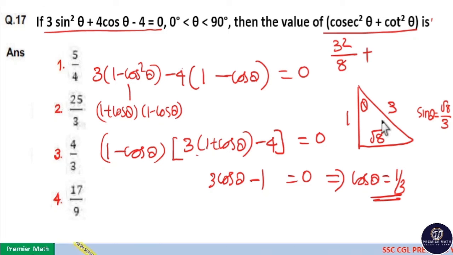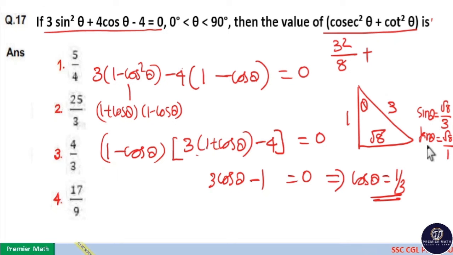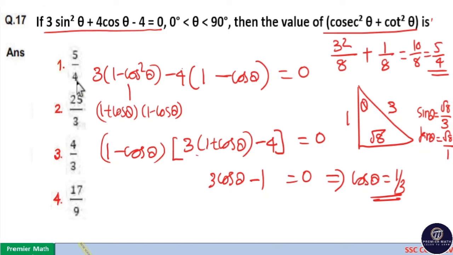Plus cot square theta means reverse of tan theta. Tan theta is equal to opposite side root 8 by adjacent side, that is 1. Now cot square theta is equal to reverse of tan square theta, that is 1 by root 8 square. Root 8 square is equal to 8. So this will become 10 by 8, which is equal to 5 by 4. So option 1 is your answer.